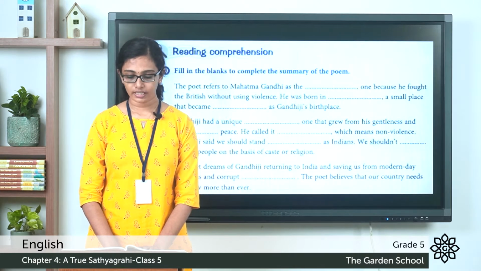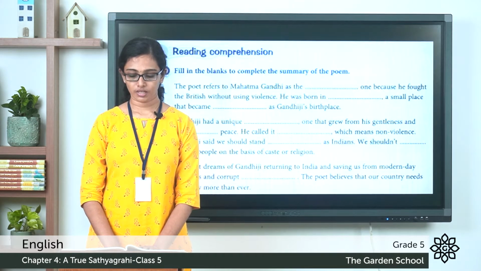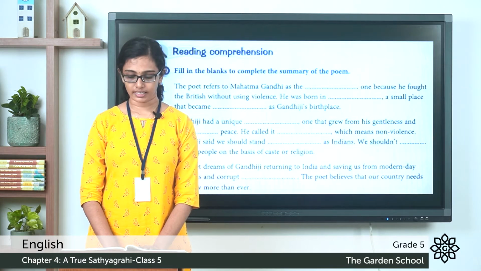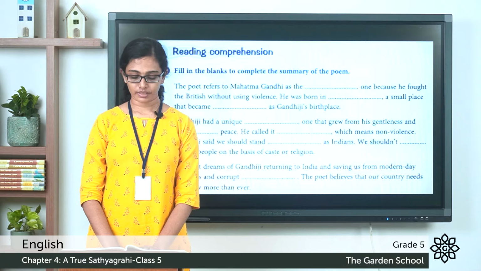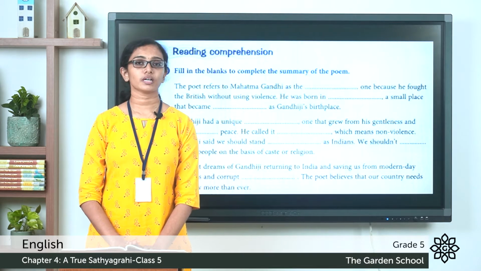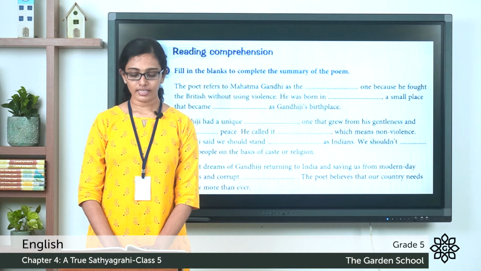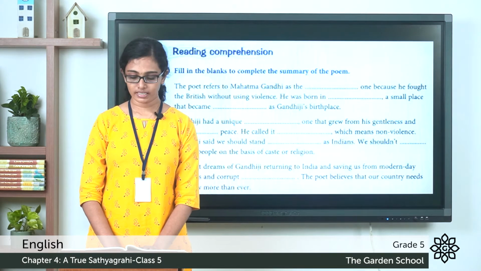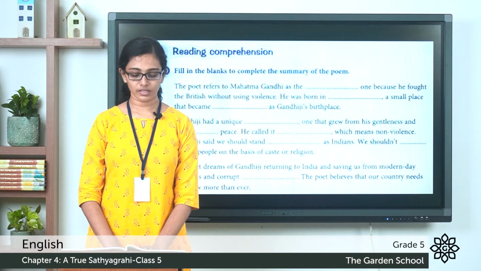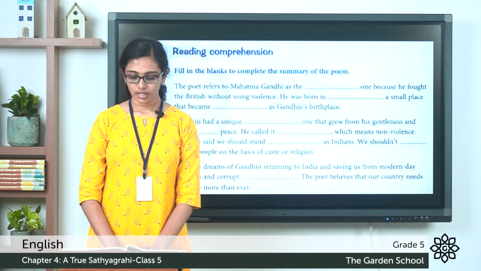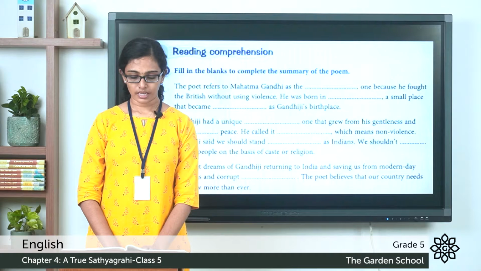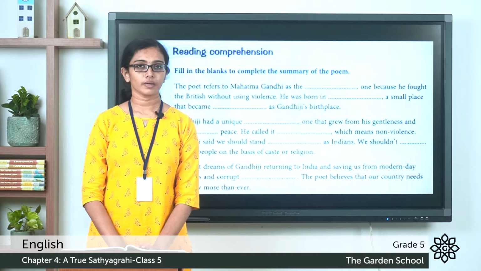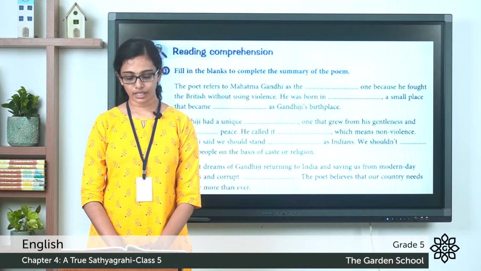Gandhiji had a unique philosophy, one that grew from his gentleness and inner peace. He called it ahimsa, which means non-violence. Gandhiji said we would stand united as Indians. We should not discriminate against people on the basis of caste or religion. The poet dreams of Gandhiji returning to India and saving us from the modern-day terrorists and corrupt leaders. The poet believes that our country needs him now more than ever. So I hope you have completed that exercise. Let's move on to the next set of questions.